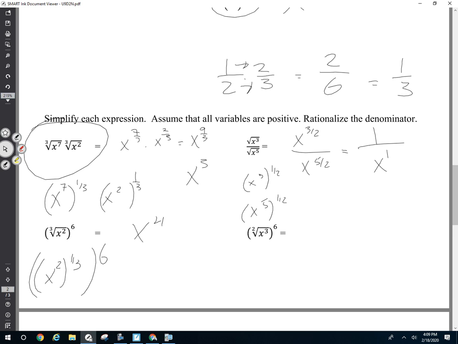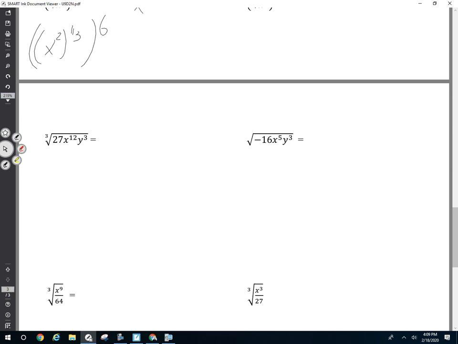Okay? Nobody leaves this room until all 10 calculators, the yellow calculators, are replaced in the front.